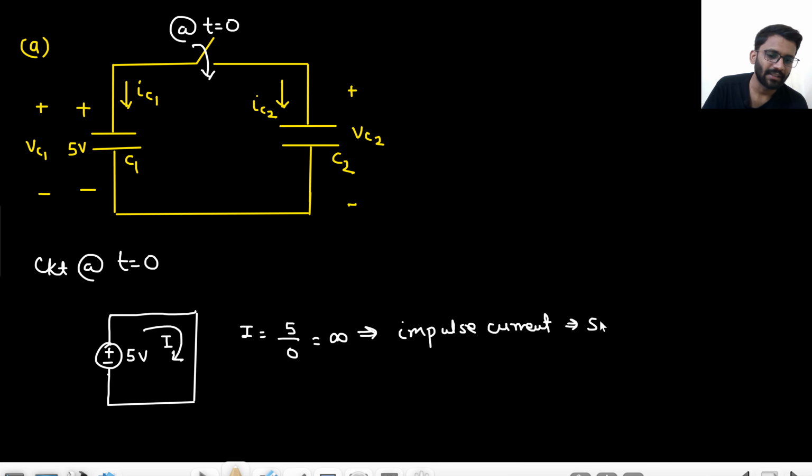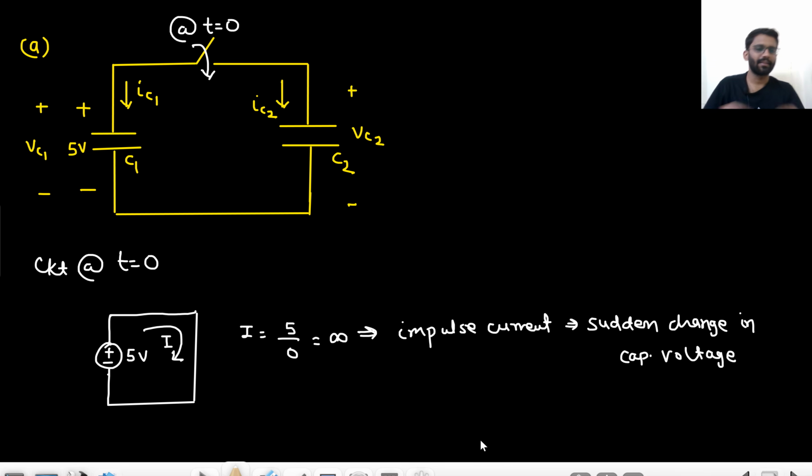That means sudden change in capacitor voltage. We don't know the value of the impulse current, but there will be sudden change in capacitor voltage, that we know, right? Even if VC2 was having 6 volt, what will be the current? 5 minus 6 by 0. Impedance will be 0, no? There is no resistance involved, so impedance is 0, right? So the current would be infinity only. So now the current is infinity, impulse current is flowing, that means there will be sudden change in capacitor voltage, right? So how can you find the sudden change in capacitor voltage?